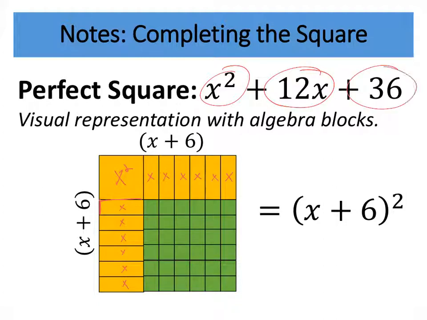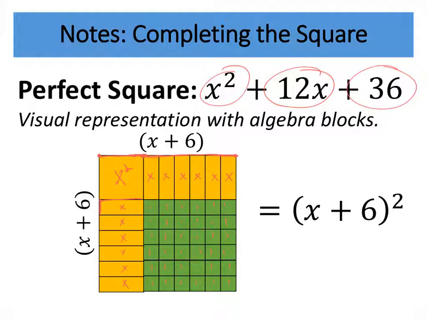And then I've got 36. Each one of these green squares represents a number 1, and we have 36 of them because that's what fits in here. And notice that this makes a perfect square. Each side has length 1, 2, 3, 4, 5, 6 here, and then side length of x there, so the total length is x plus 6, and it's a square, so it has the same length on each side, and so we get x plus 6 quantity squared, and that makes this visual representation.